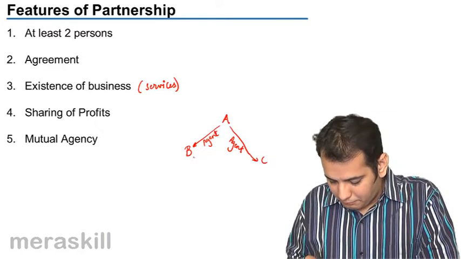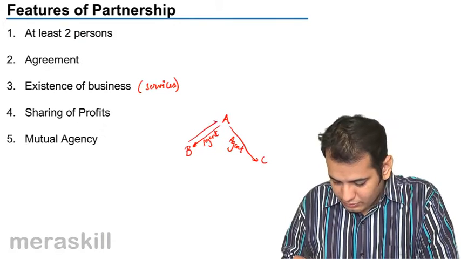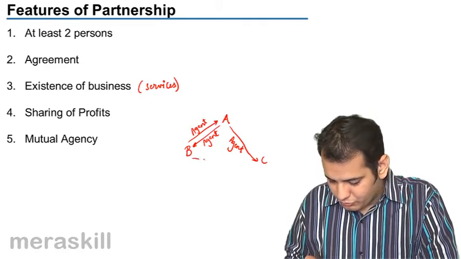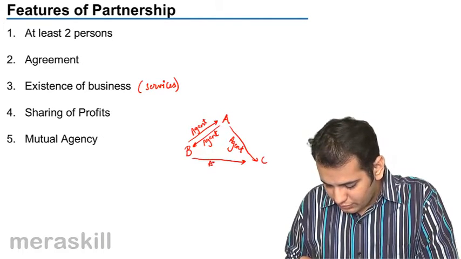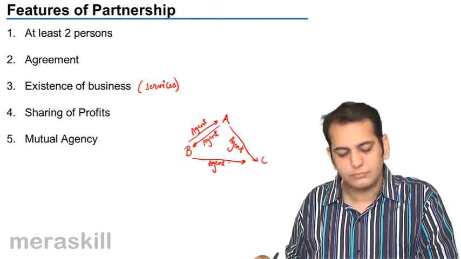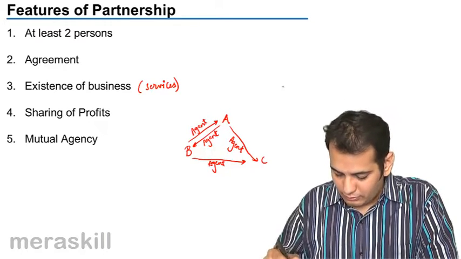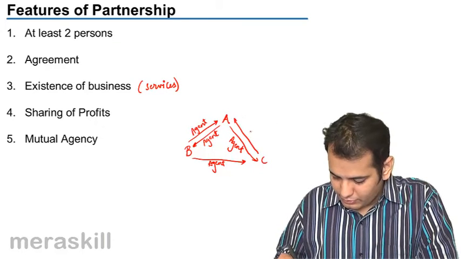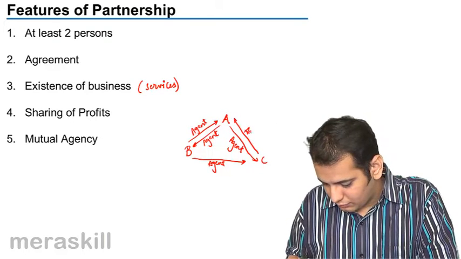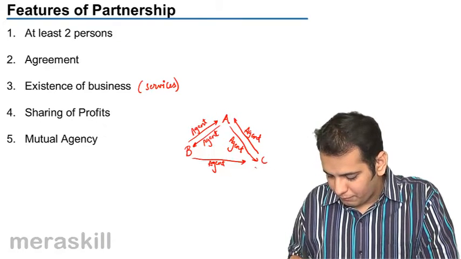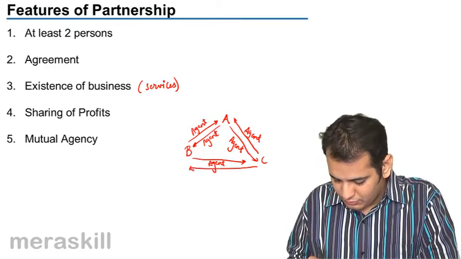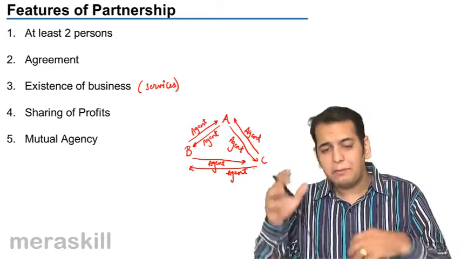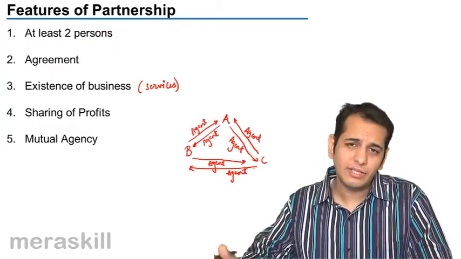Again, B is A's agent. B is also C's agent. And finally, C is A's agent. And C is B's agent also. So everybody is everybody else's agent.